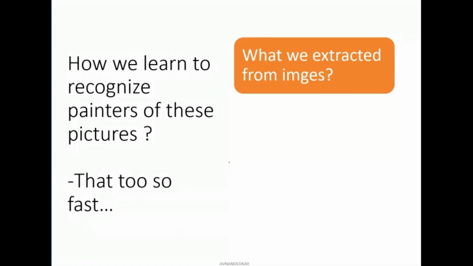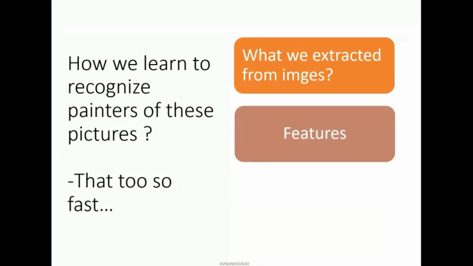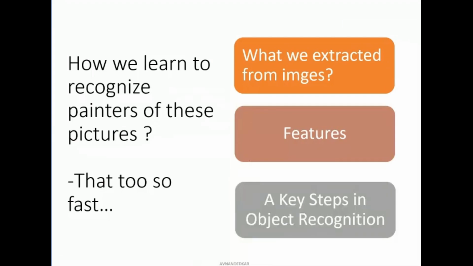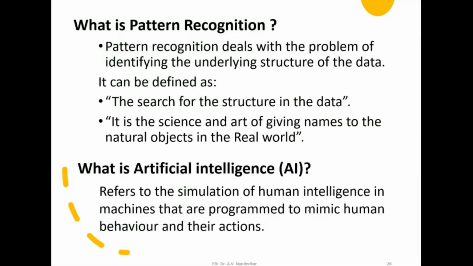You must have done this with Google searches. You can throw some image on Google search, and it will extract some features of it and try to retrieve information about it. It's very simple. But how is it actually done? We will try to do it with the help of machine learning. The basic thing is you extract features. A very important step in object recognition is feature extraction, and then classification, clustering, and so on come into the picture.